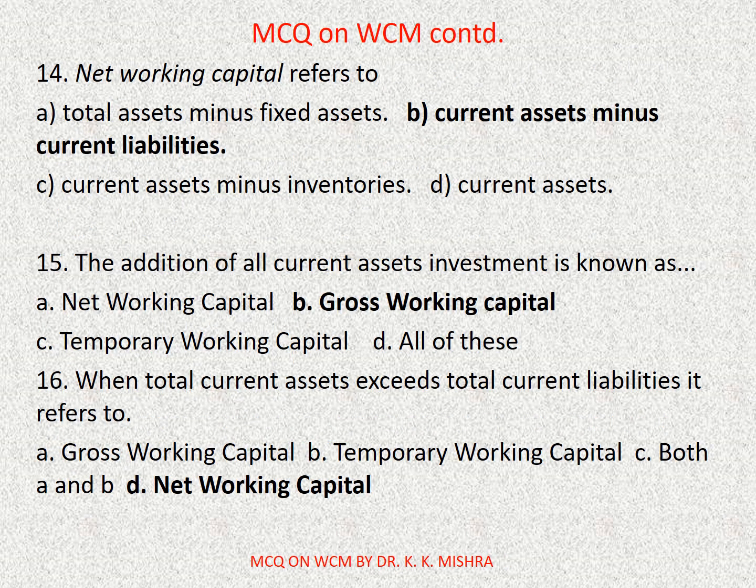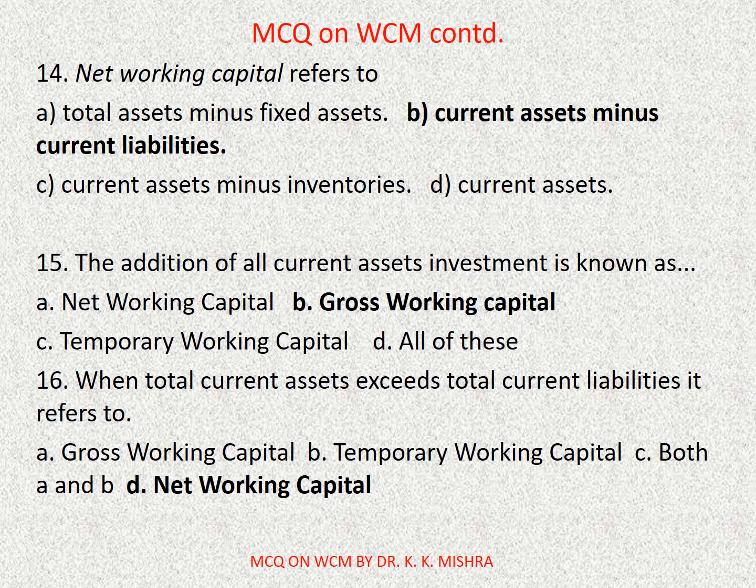Question number 14. Net working capital refers to A. Total assets minus fixed assets. B. Current assets minus current liabilities. C. Current assets minus inventories. Or D. Current assets. It's B. Current assets minus current liabilities.